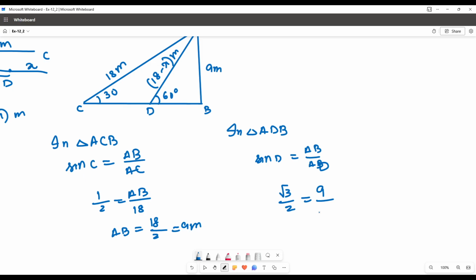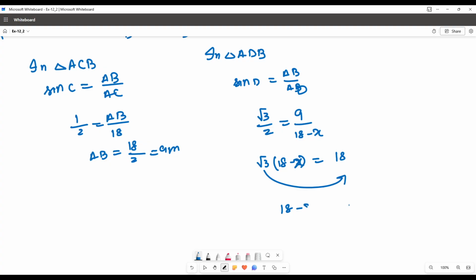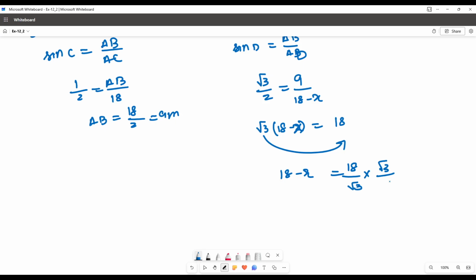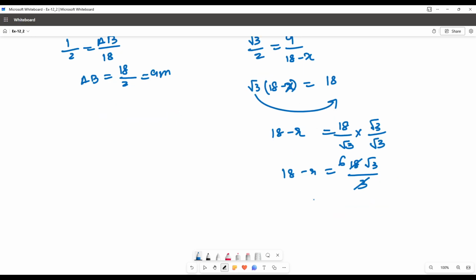Now let's bring this root 3 to the right hand side. So 18 minus X is equal to 18 by root 3. Now let's rationalize this by multiplying by root 3 by root 3. So 18 minus X is equal to 18 root 3 by 3, and 3 sixes are 18. So this would be 18 minus X equal to 6 into 1.732. So 6 into 1.732 will be 10.392. So 18 minus X is equal to 10.392.